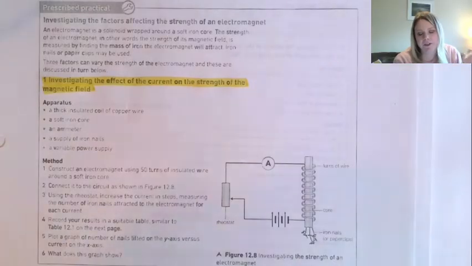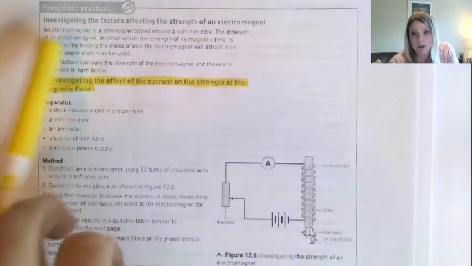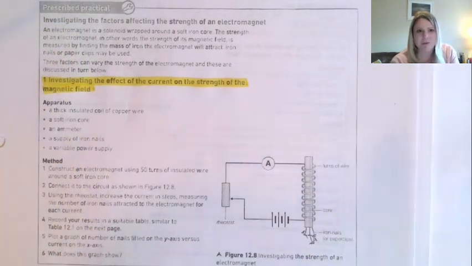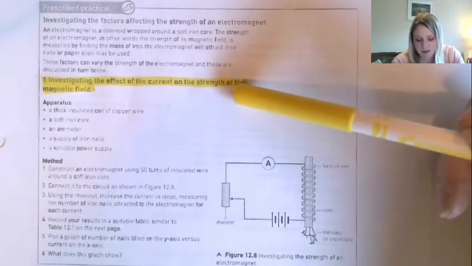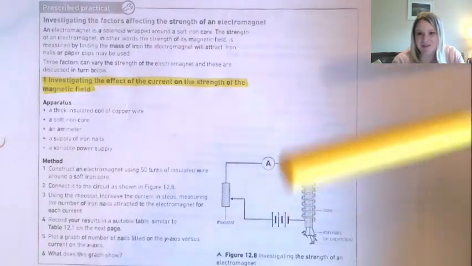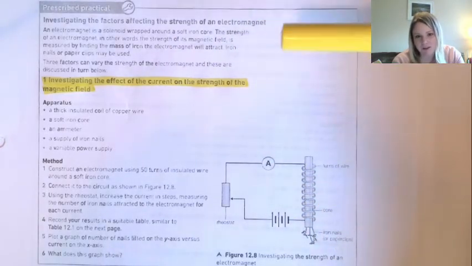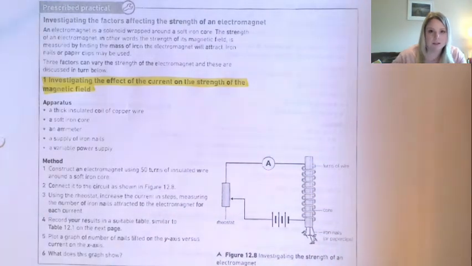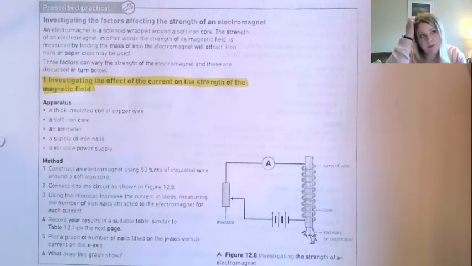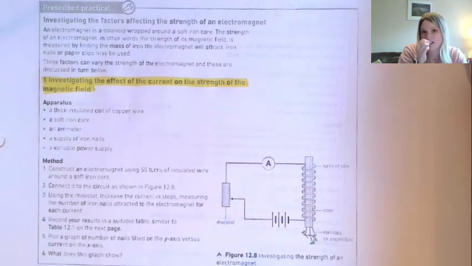Okay, over on to 209. There's a prescribed practical here, but it's actually 3 practicals. I don't know how obvious it is at first glance that it is actually 3. So the first one is investigating the effect of the current on the strength of the magnetic field. So with this, you make yourself a wee electromagnet and you see how many paper clips you can pick up, because paper clips are generally made of steel, and then that means they're a magnetic material, so they'll get attracted to a magnet.